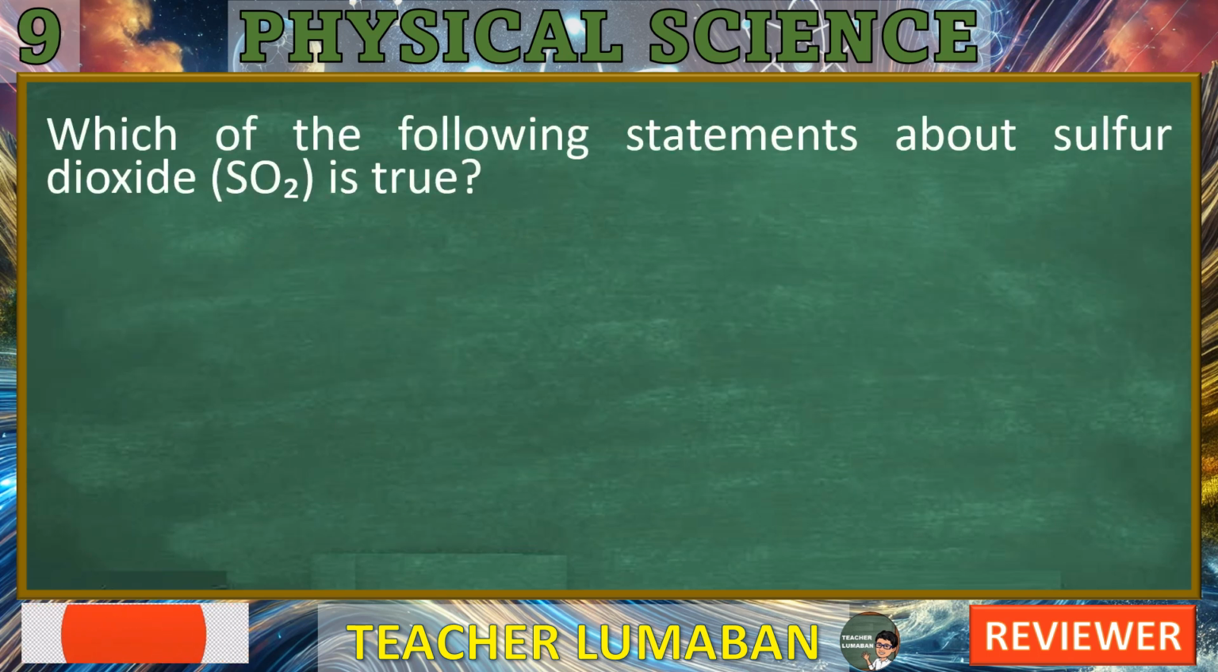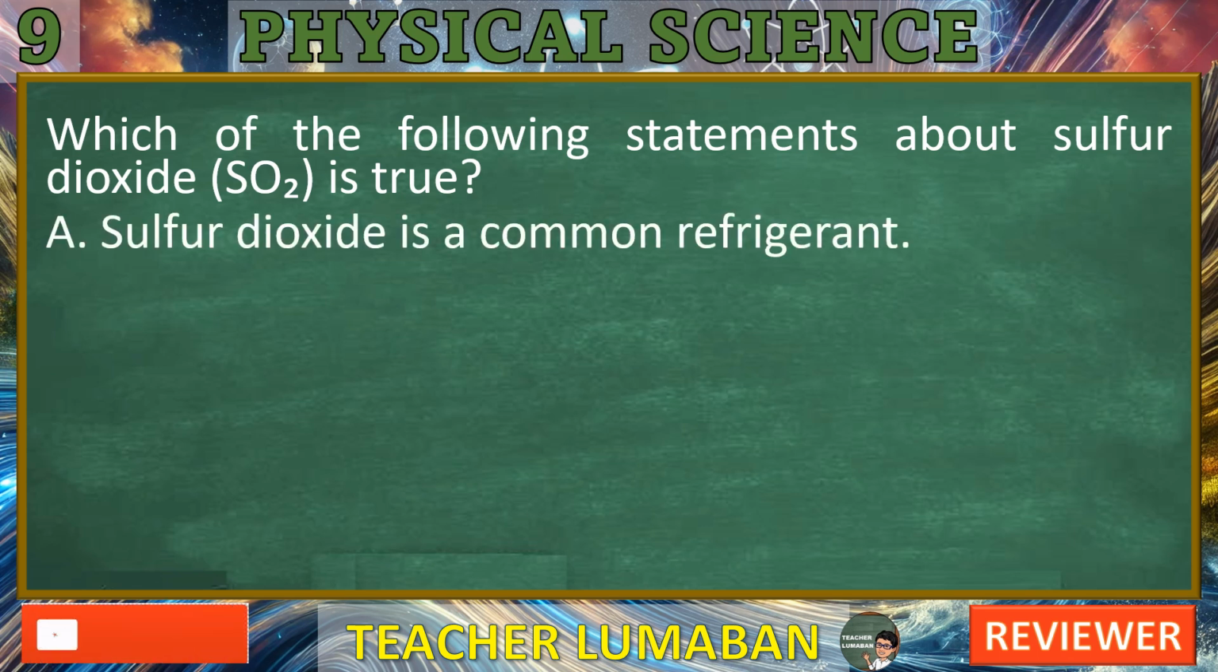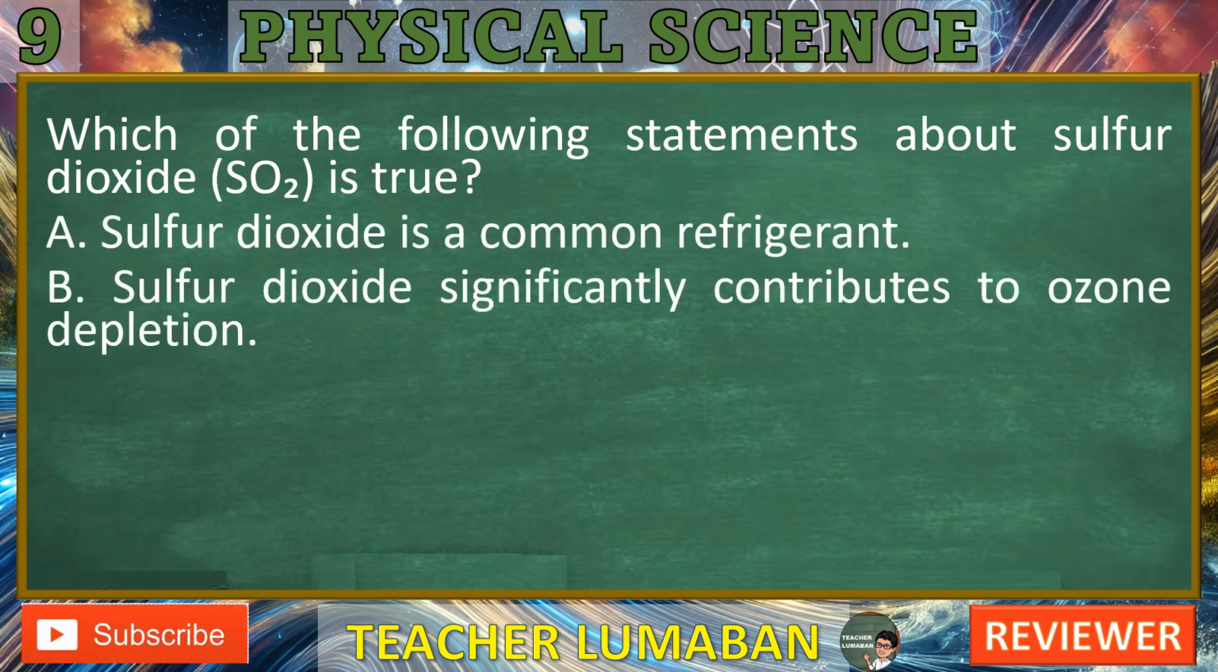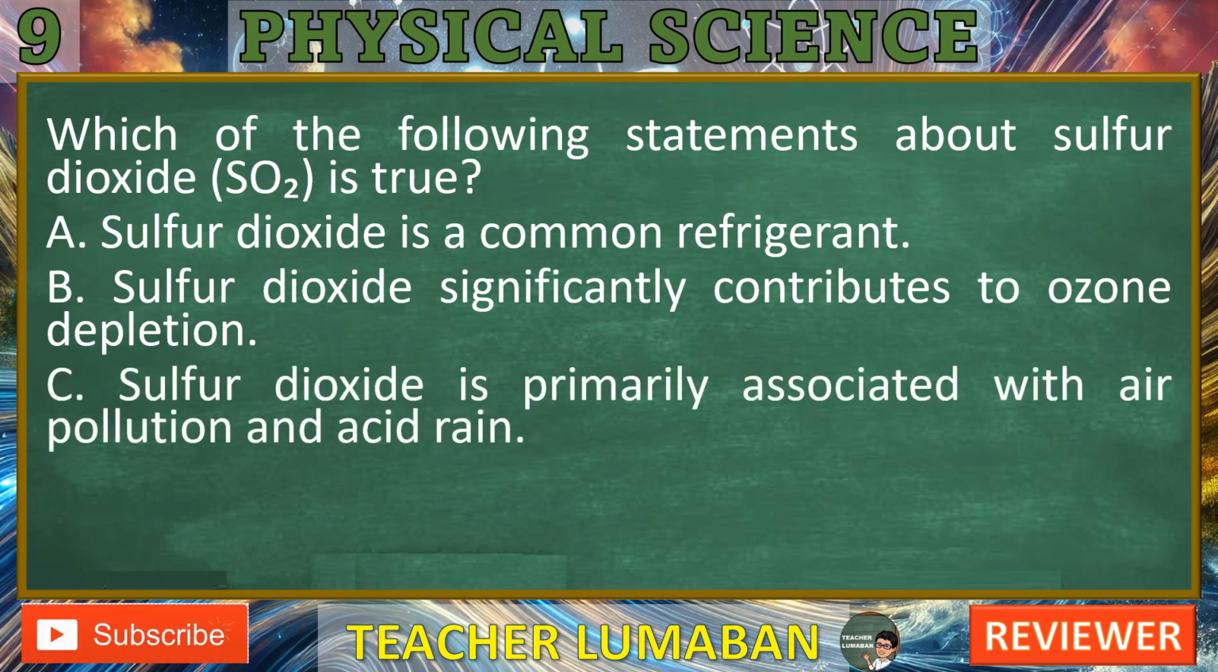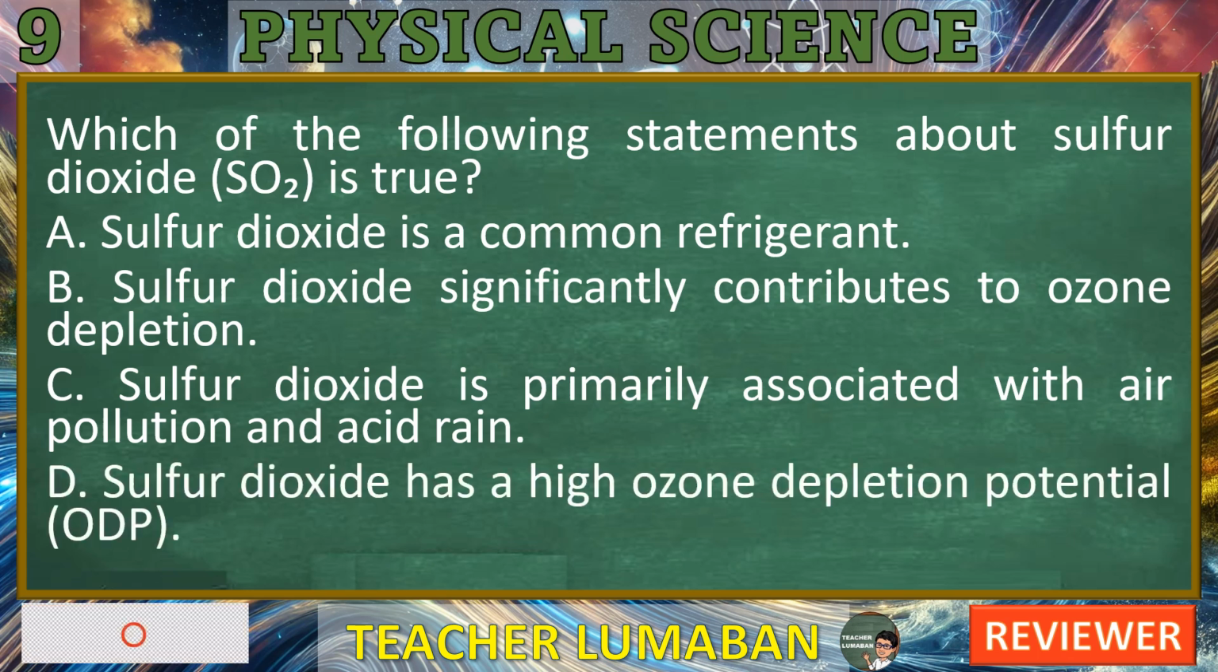Which of the following statements about sulfur dioxide is true? A. Sulfur dioxide is a common refrigerant. B. Sulfur dioxide significantly contributes to ozone depletion. C. Sulfur dioxide is primarily associated with air pollution and acid rain. D. Sulfur dioxide has a high ozone depletion potential, ODP.